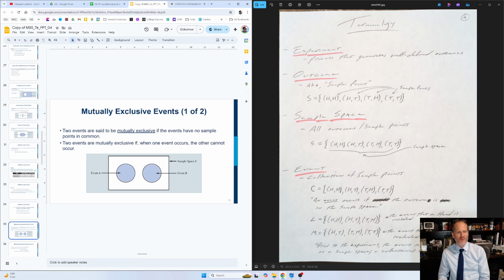So two events are said to be mutually exclusive. This is a common phrase. I don't know if you've ever heard it, but mutually exclusive means that if something exists, let me just give you an example.